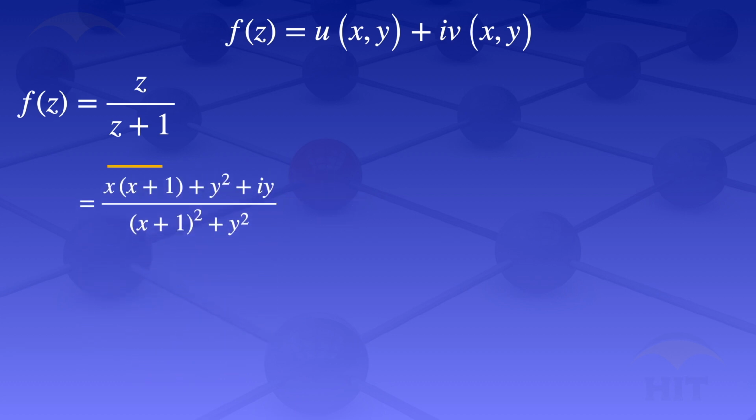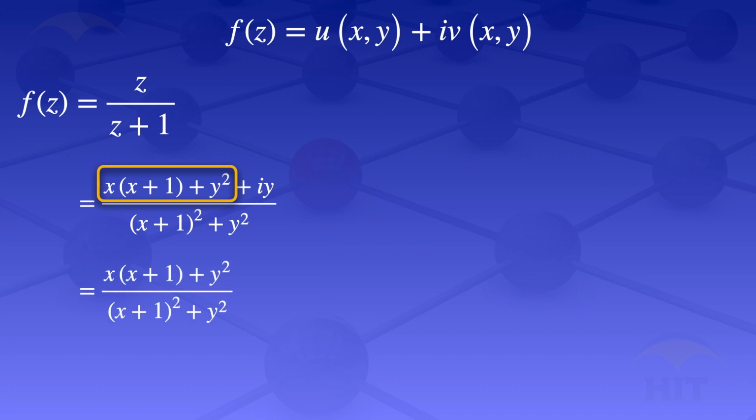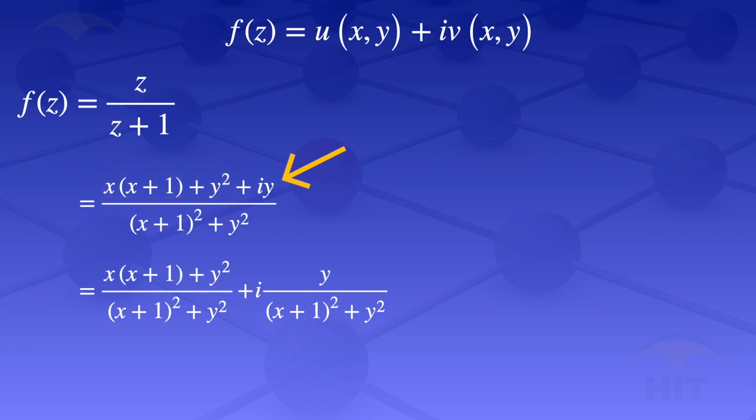But looking at this part, x(x + 1) + y squared, that's the real part. So I can write this part as a fraction on its own, and it will be x(x + 1) + y squared divided by (x + 1) squared plus y squared. And the remaining part, the iy, we can write as i times y divided by (x + 1) squared plus y squared.